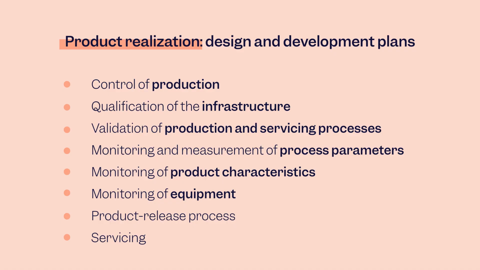The production and service provision plans are the outputs of the production and service provision process. These are the documents and procedures that outline the approach that will be taken to produce and supply a medical device. As a minimum, the procedures must cover the control of production, qualification of the infrastructure, validation of production and servicing processes, monitoring and measurement of process parameters, monitoring of product characteristics, monitoring of equipment, product release process, and servicing.